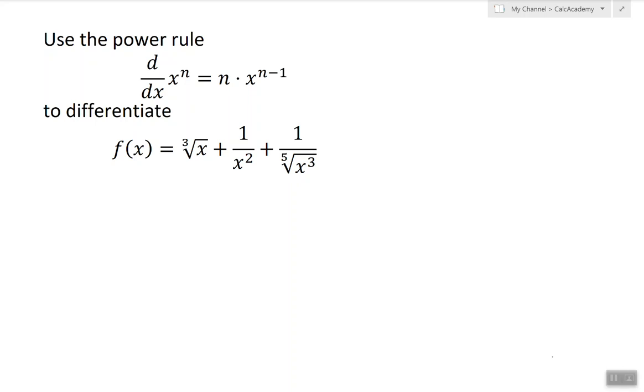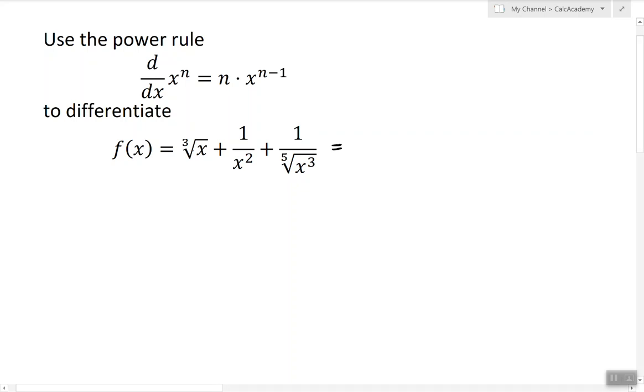In this video, I will show how to use the power rule to differentiate a function. First of all, in order for us to be able to use the power rule, a function has to be written in power form. So that means it has to be written as x to some power. Our current function is not written in such a way, but can be easily written.